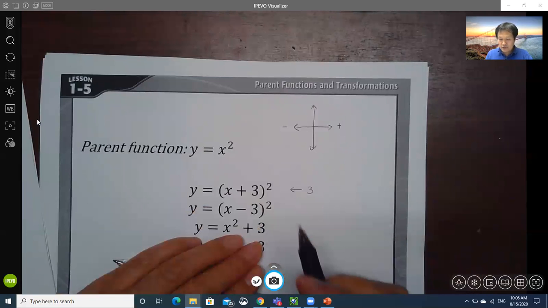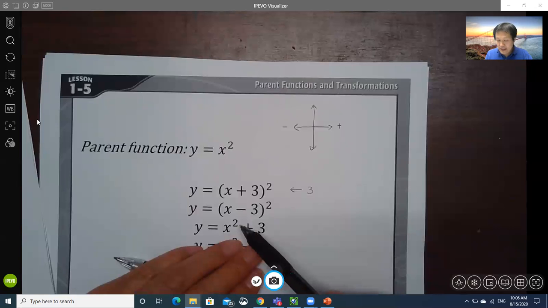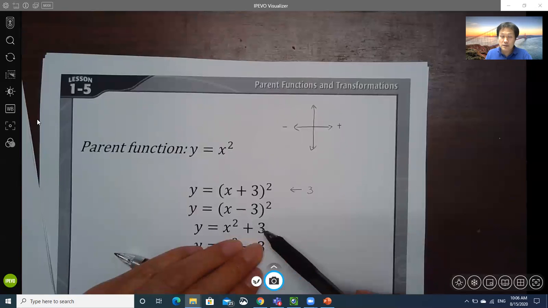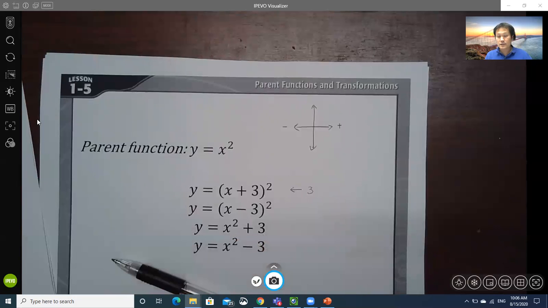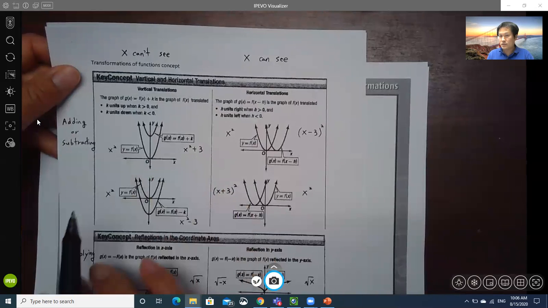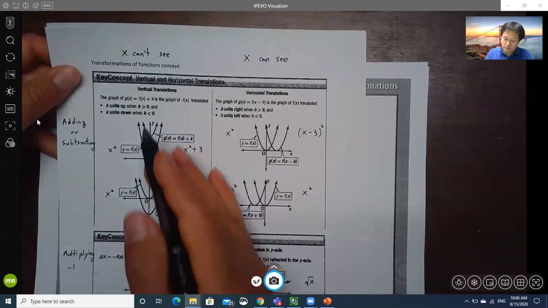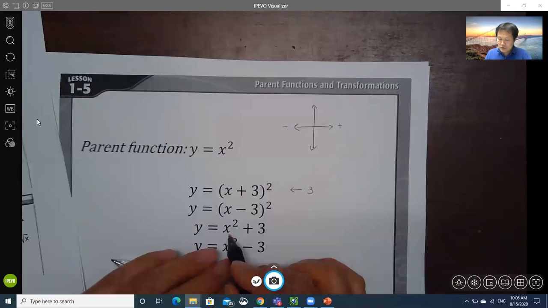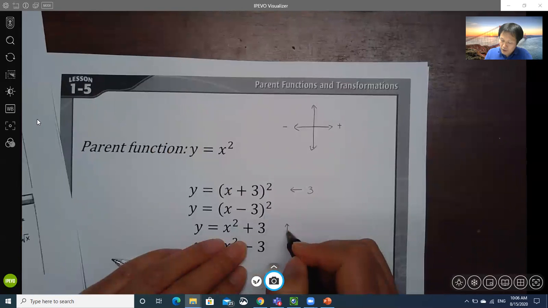Let's go back to this guy. X cannot see 3, which means this is the one that has nothing to do with x. So it should be up or down. Plus 3 vertical is just straightforward. Plus 3 you go up, minus 3 you go down. So x squared plus 3 is going up by 3.